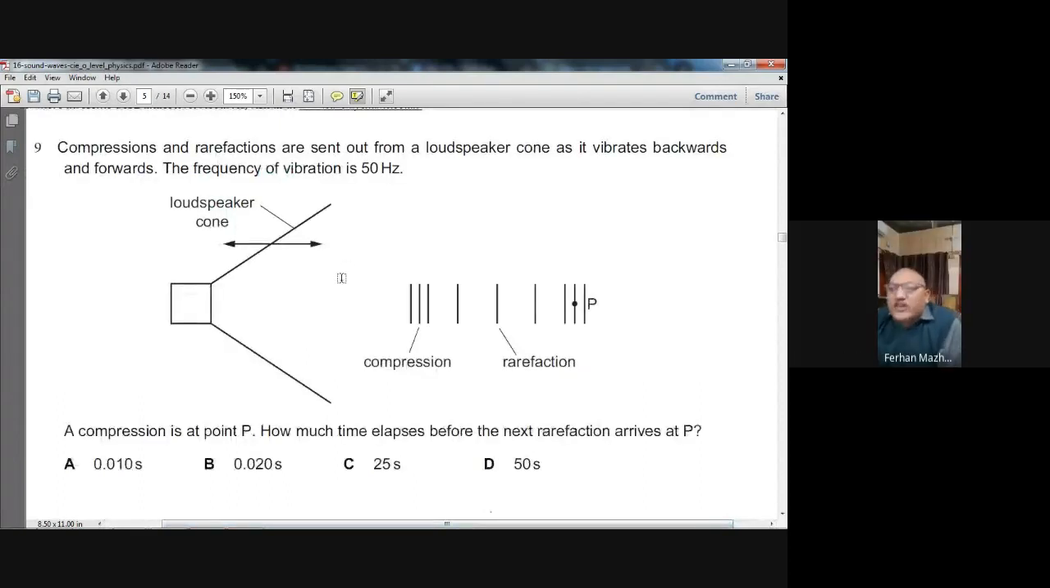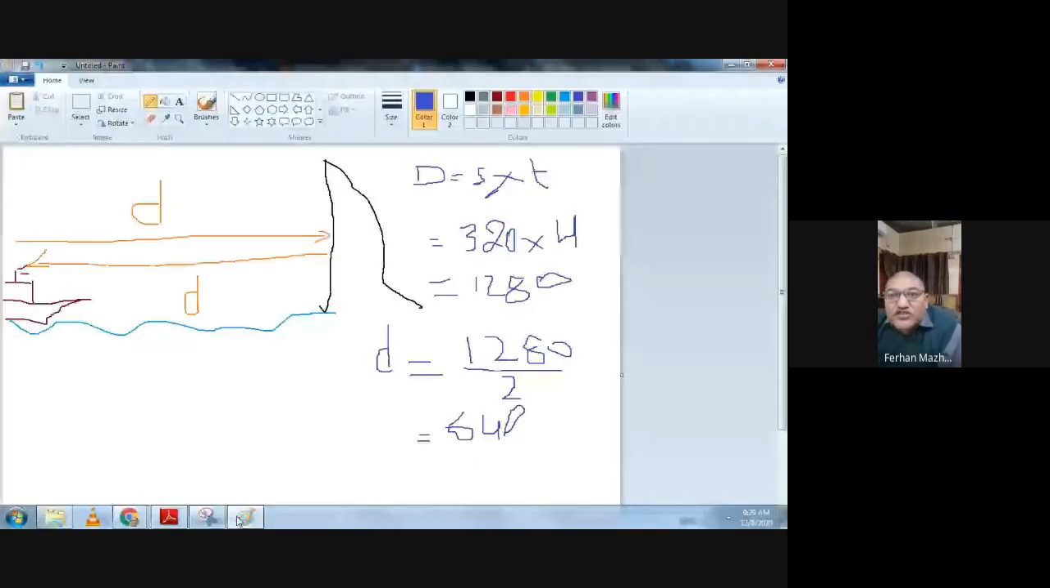Compressions and rarefactions are sent out from a loudspeaker cone as it vibrates backwards and forwards. The frequency of vibration is 50 hertz. A compression, you can see here, this is the speaker you must have seen. And this is the diaphragm of the speaker, the cone of the speaker, which moves forward and backward. A compression is at a point P. How much time lapses before the next rarefaction arrives at P? He is saying the frequency is given to you. That's 50 hertz. So let me do this for you.